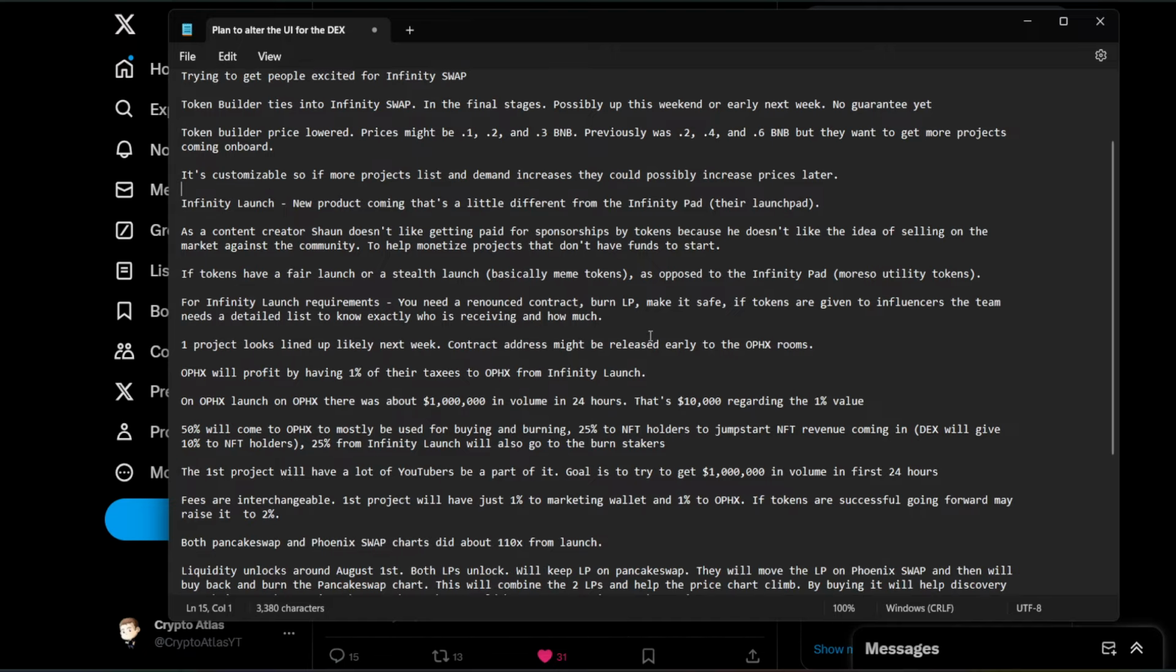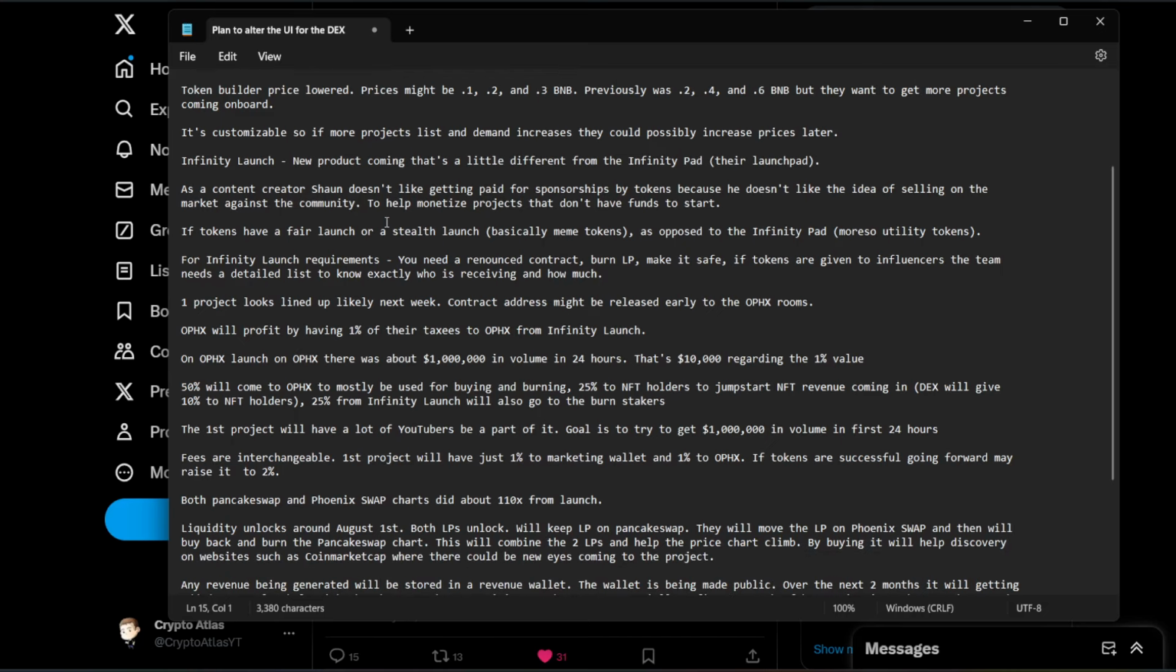The Infinity Launch. New product coming that's a little different from the Infinity Pad, the Infinity Pad being basically their launch pad. As a content creator, Sean doesn't like getting paid for sponsorships by tokens because he doesn't like the idea of selling on the market against the community. To help monetize projects that don't have funds to start, this is one of the objective goals with Infinity Launch.